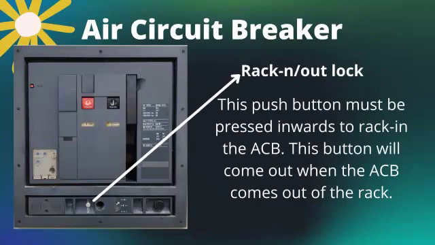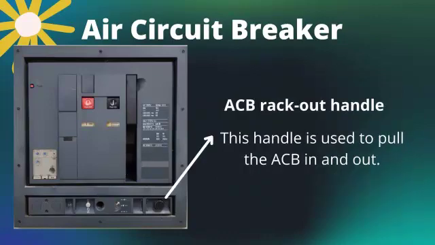Rack in rack out lock. This push button must be pressed inwards to rack in the ACB. This button will come out when the ACB comes out of the rack. ACB rack out handle. This handle is used to pull the ACB in and out. This is available only for the withdraw type ACB.